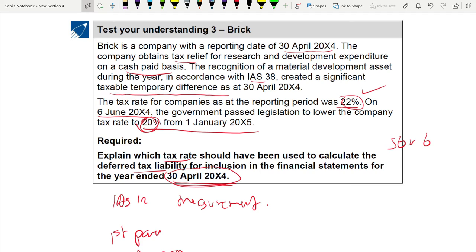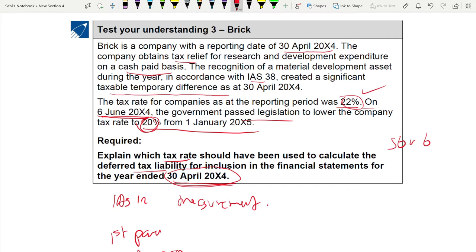Why? Because government passed this legislation on 6th June 2004. On 6th June, that is after 30th April, this legislation was passed. And this is going to be enacted from next year onwards, 1st of Jan 2005. So there is no clue as of 30th April 2004 that government is going to lower the tax rate. So that's why it's a non-adjusting event. Even though you don't have to write the logic, I'm still explaining it because some of you might struggle to identify that. Adjusting, non-adjusting.